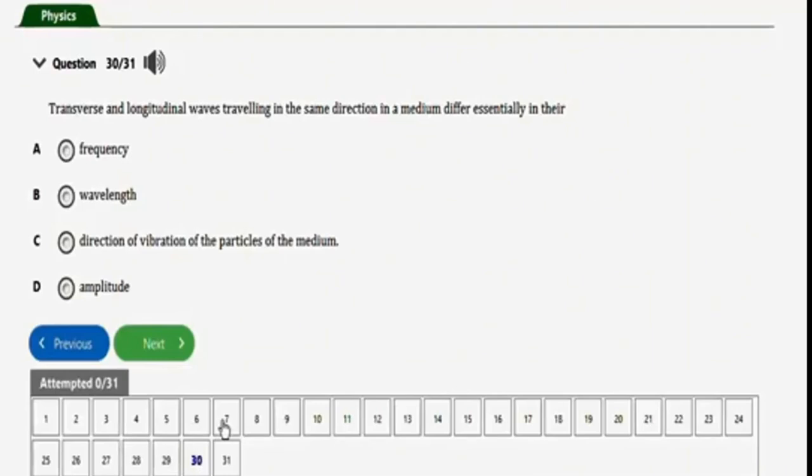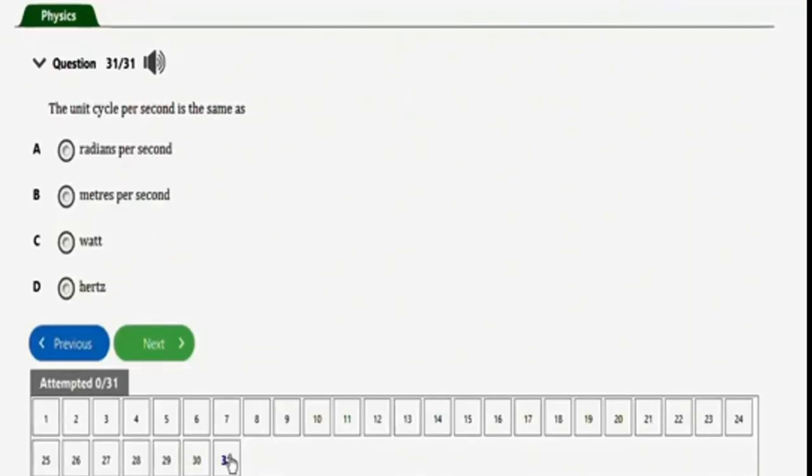Alright, so lastly, before I call it a class, this question, it says the unit cycle per second is the same as. The correct option is Hertz. Hertz is the unit of frequency. Alright, so that's it for this video. Hope you learned something interesting from the video. We attempted that one repeated question on some of the properties of wave.